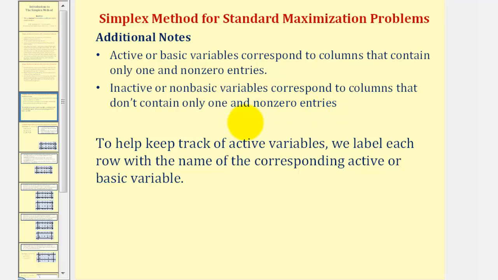This is important because when applying the simplex method, we can look at the completed tableau to determine the value of the active variables. All of the inactive variables will be equal to 0. So to keep track of the active variables, we label each row with the name of the corresponding active or basic variable. If we didn't do this, we could determine them at the end, but I'm going to keep track of them as we go.